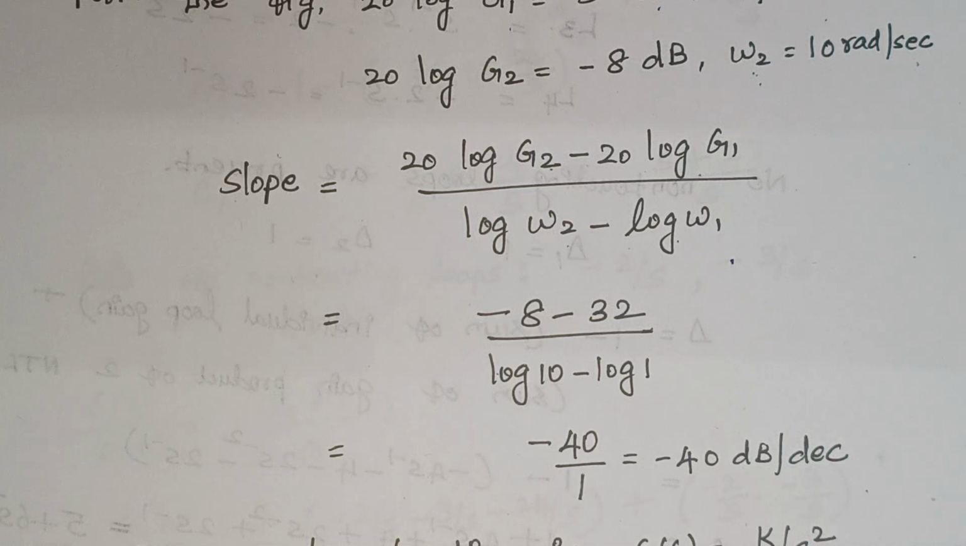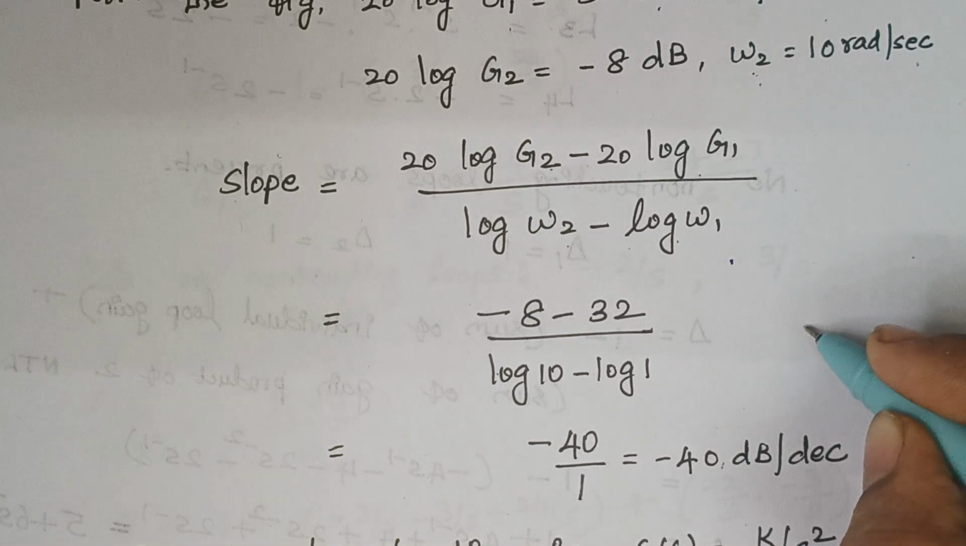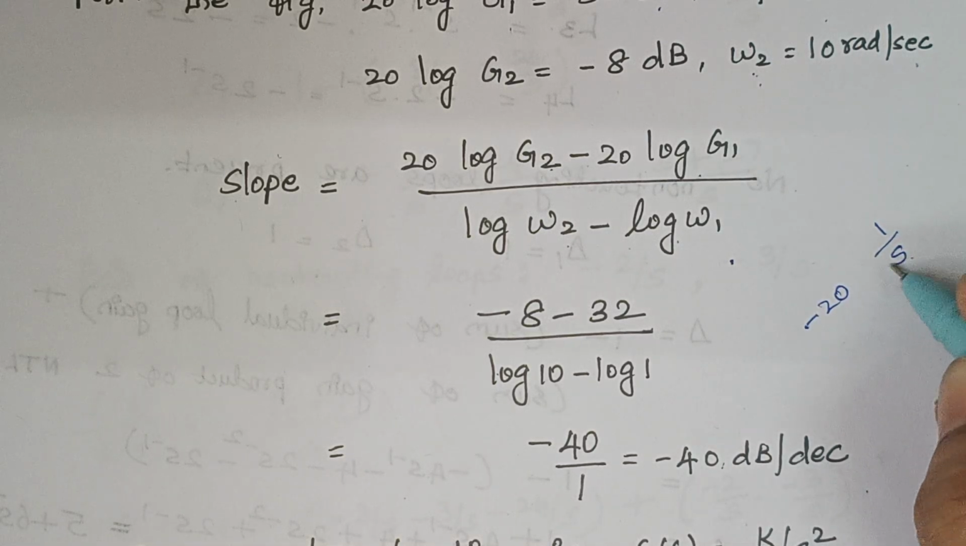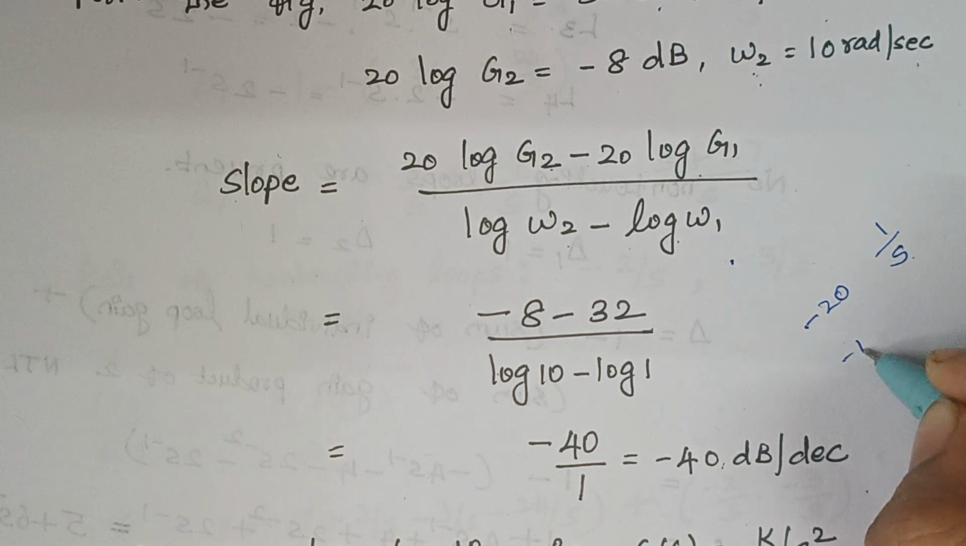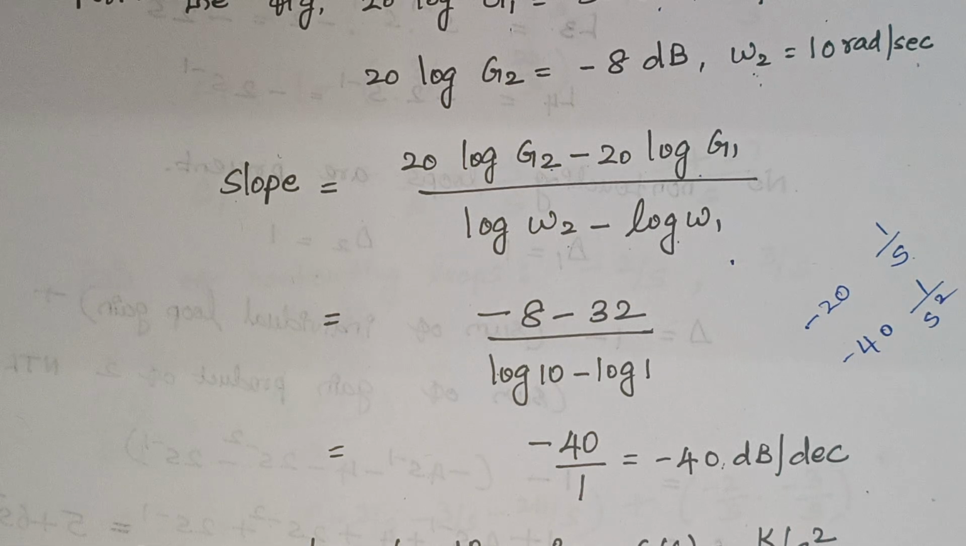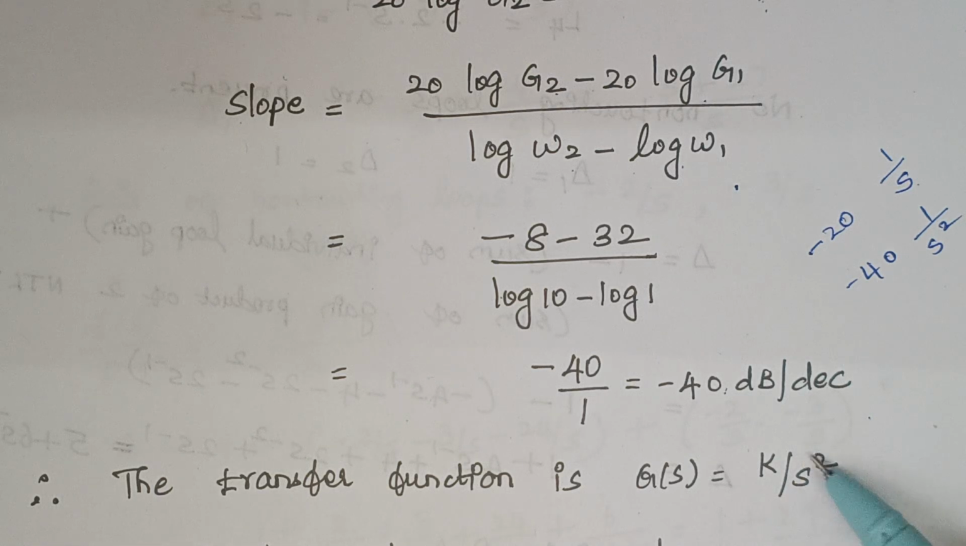Whenever we have minus 40, what does it represent? If we have minus 20, it denotes that there is an S term in the denominator. In case it is minus 40, then there is an S square term in the denominator. Therefore, the transfer function should be of the format k by S square, because here the slope is minus 40. Now, the next step is to calculate the value of k.